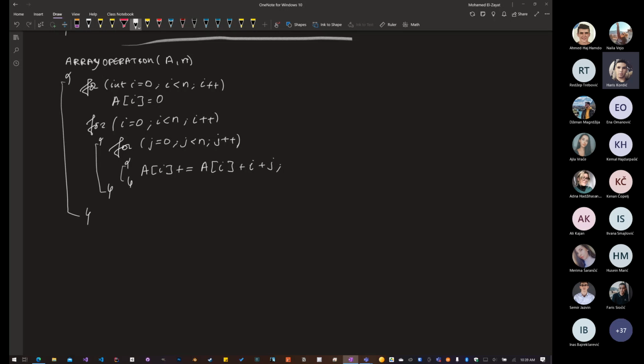Maybe n to the power of 3. What is the reasoning? Well, actually, no, because the first for loop doesn't nest the other two. So at the end, what is going to be the time complexity? N squared. Okay.